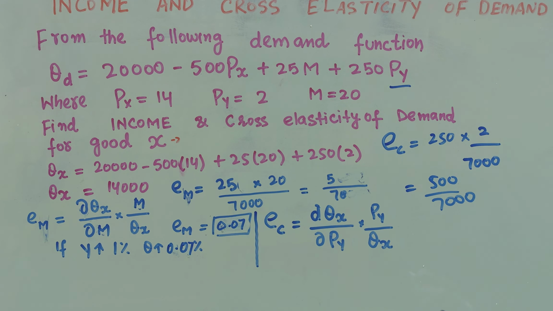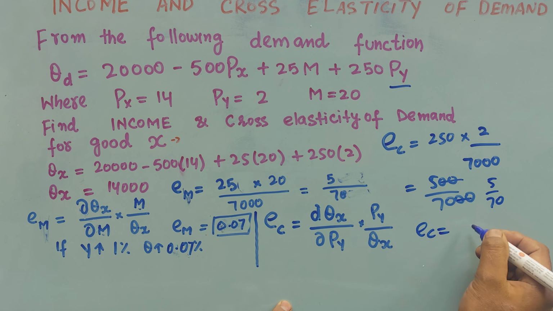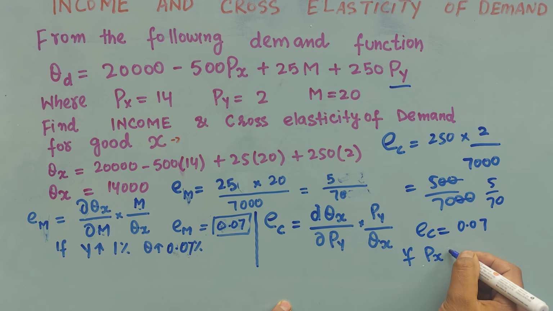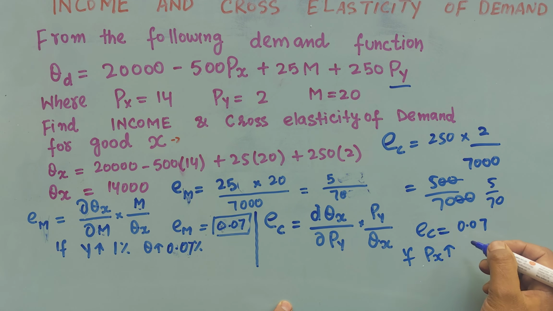I hope I am doing the calculation right. These two zeros get cancelled. Again we are getting 5 upon 70, which will come out to be 0.07. That means if the price of good Y increases by 1%, quantity demanded of good X will increase by 0.07%. I hope I made myself clear and there is no mistake here. Thank you.